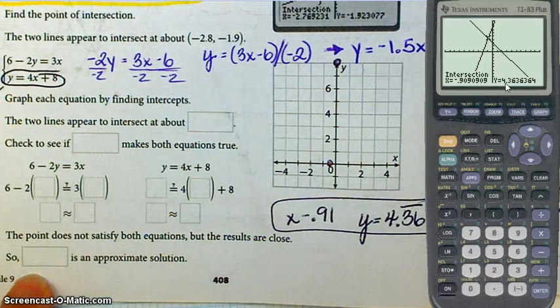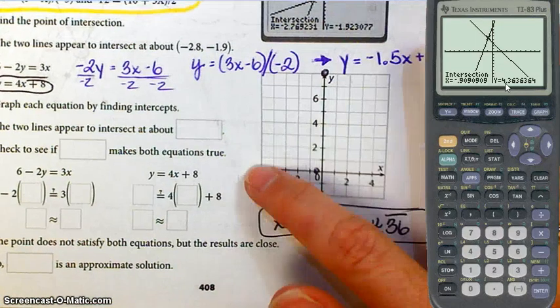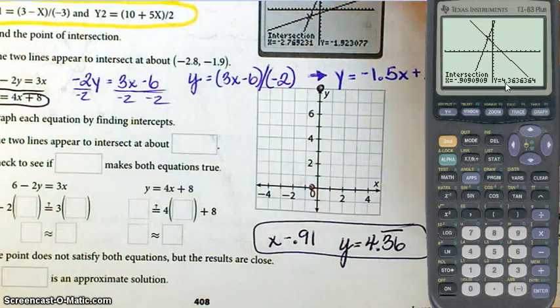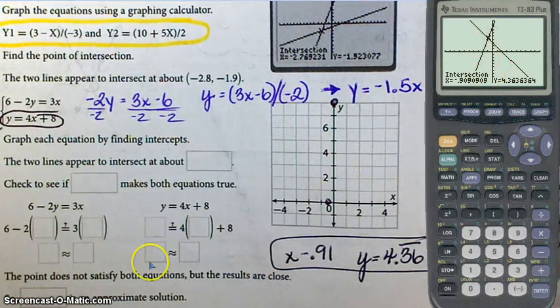So for instance, you would put it right there. And if you graphed it by hand over here, this is basically what you would get. Okay, so you can do it by hand, which I recommend because that's good practice, or you can do it on the calculator.